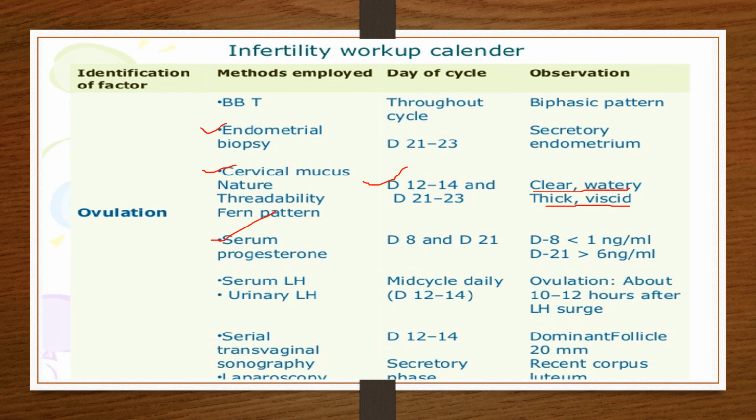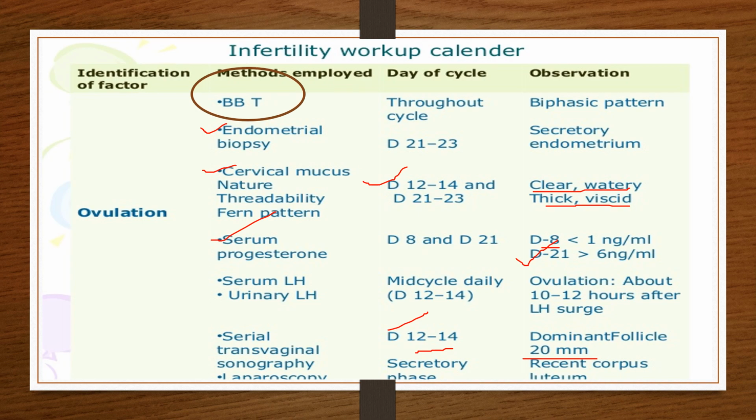Then we can measure the serum progesterone level. Serum progesterone level at day 8 is less than 1 nanogram per ml. After ovulation, from the corpus luteum at day 21, its level is more than 6 nanogram per ml. We can also measure serum LH, urinary LH, and we can do serial transvaginal sonography, TVS. Transvaginal sonography from day 12 to 14 will give us an idea whether the follicles are maturing or not. If it is done on days 12 to 14, then a dominant follicle with a diameter of 20 millimeter will be visible in normal cases if ovulation is going to happen. So these are the investigations we can do. Laparoscopy we can also do in order to detect ovarian defects.